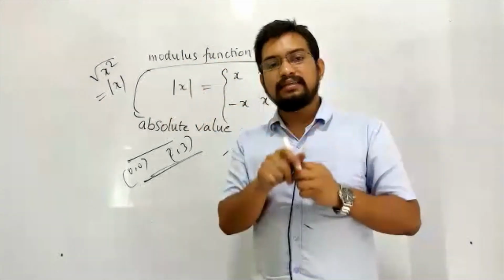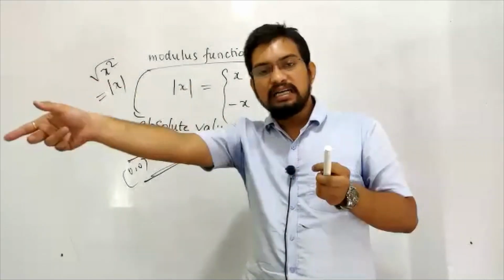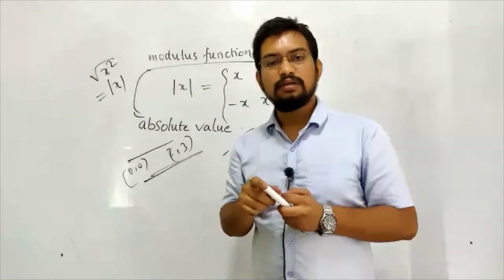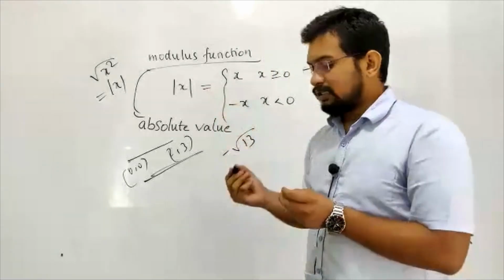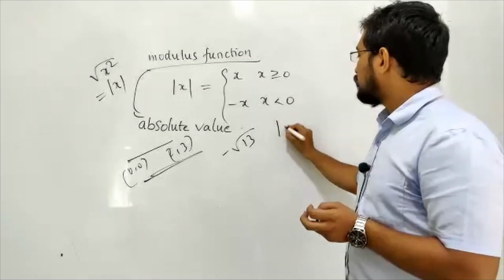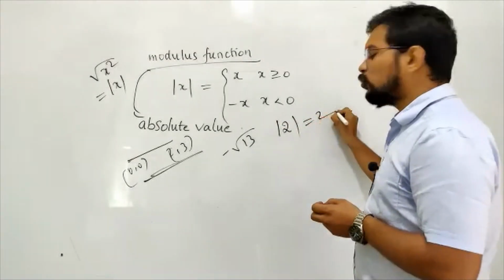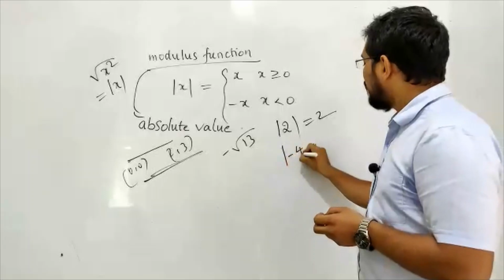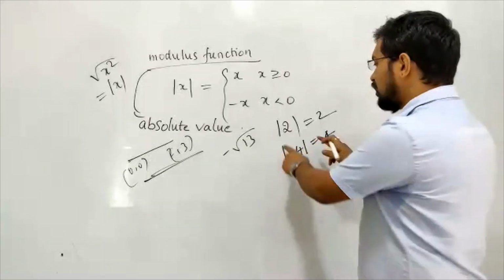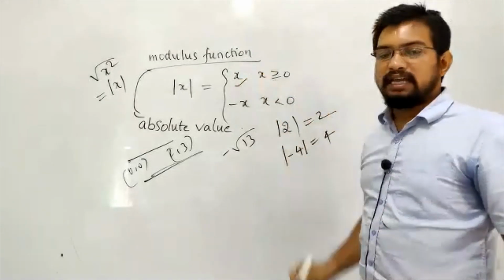It represents length, or the distance from this point to that point, which is always a positive term. So modulus is something like this. If I write modulus of 2, this is 2. If I write modulus of -4, this will also be equal to 4. Because if x is greater than 0, it remains as x.